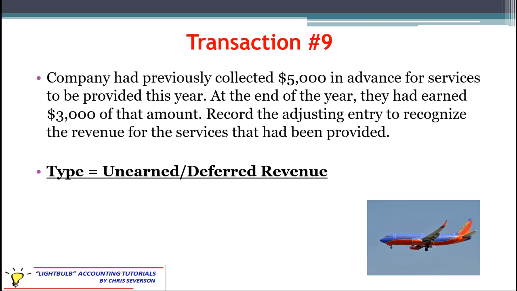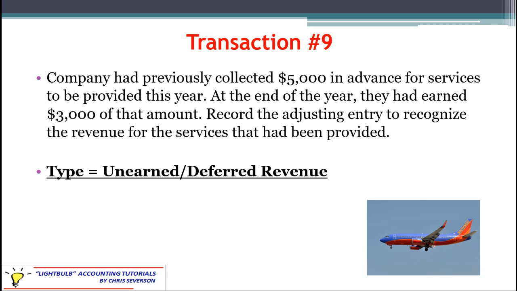And I have the example of an airline here because that's one example where it comes up quite a bit. Airline tickets are sold in advance. The airline has received money potentially months before the trip, months before they can record it as revenue. So in this case, they had previously collected $5,000 in advance for services that were to be provided this year. At the end of the year, they had earned $3,000 of that amount. So there's $2,000 that's still left.